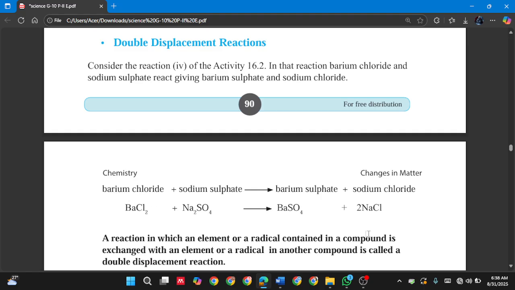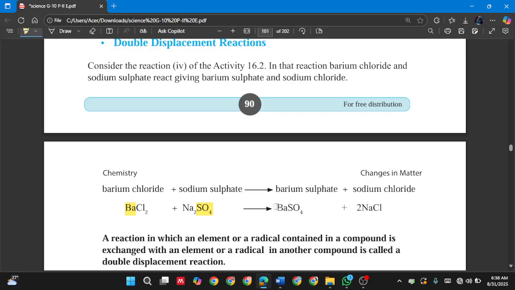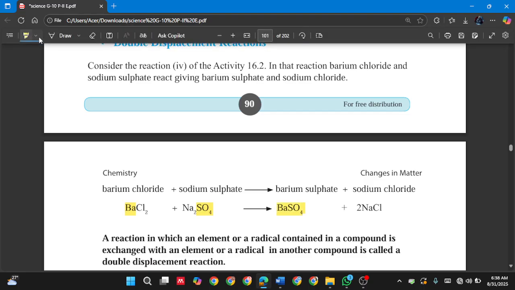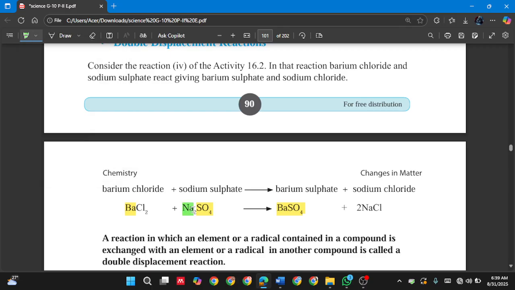So just go through this reaction, then understand. Barium chloride and sodium sulfate. Here, as in single displacement, this barium goes with sulfate. Yeah, that is correct. Here also it happens. Barium goes with sulfate and creates barium sulfate. And tell me what about these other remaining two. So the sodium and chloride remain. So what happened to it? It prepares sodium chloride. So this is a kind of reaction which has double displacement.